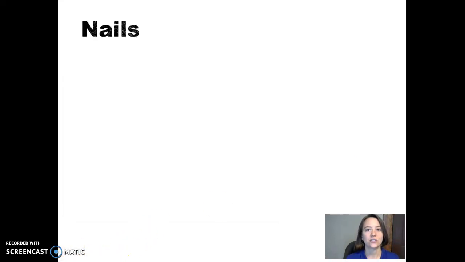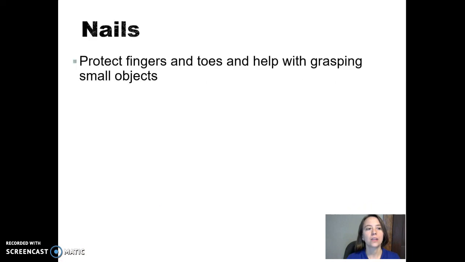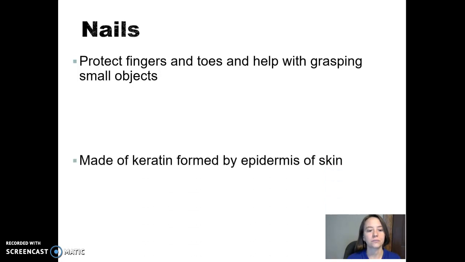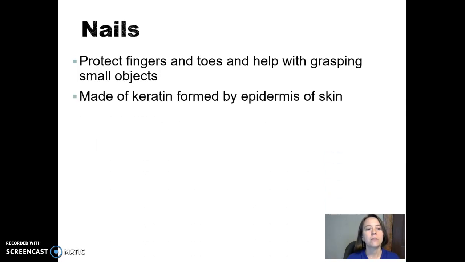Nails are another accessory structure we are going to talk about. Their function is to protect the fingers and toes and help with grasping small objects. Nails are made of keratin, and it is formed by the epidermis of the skin.